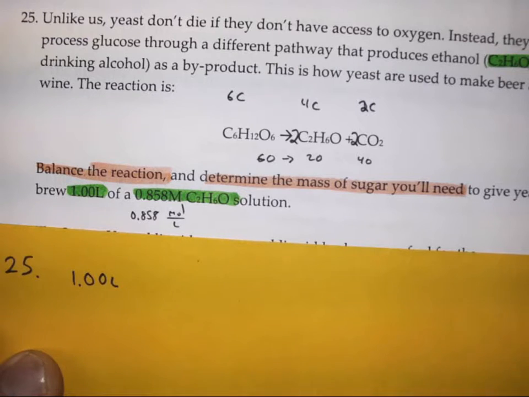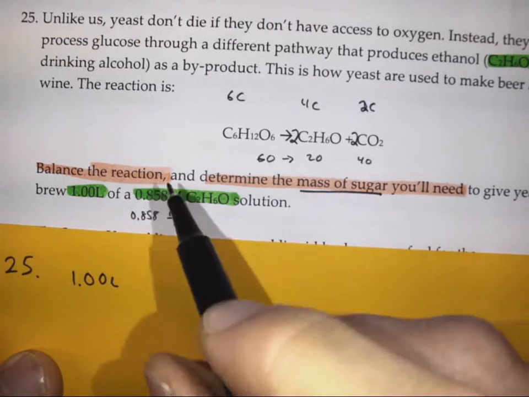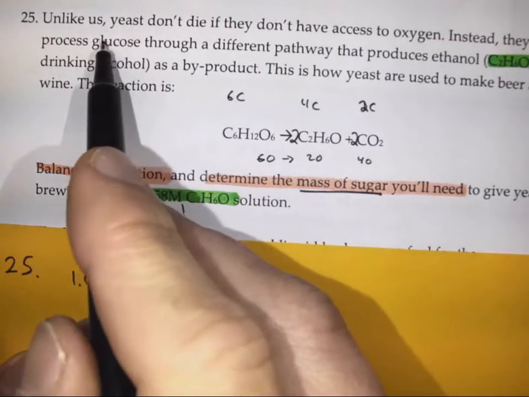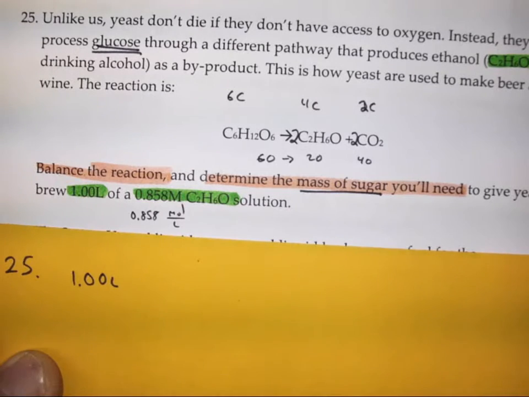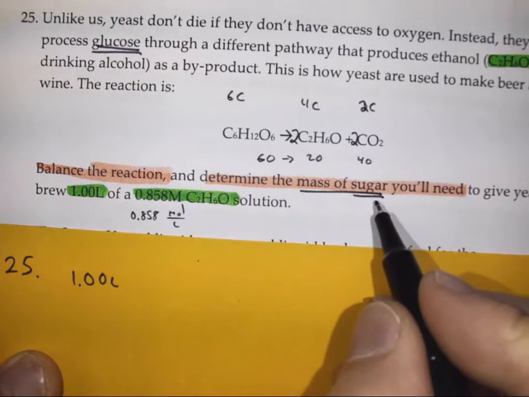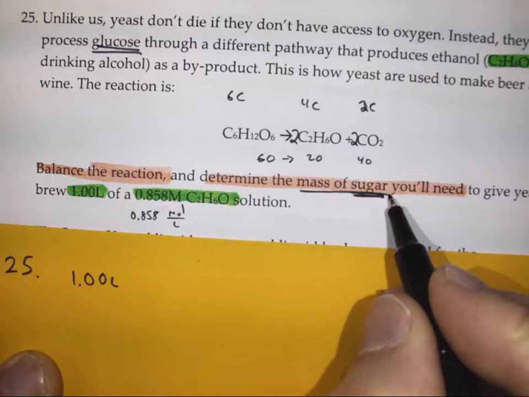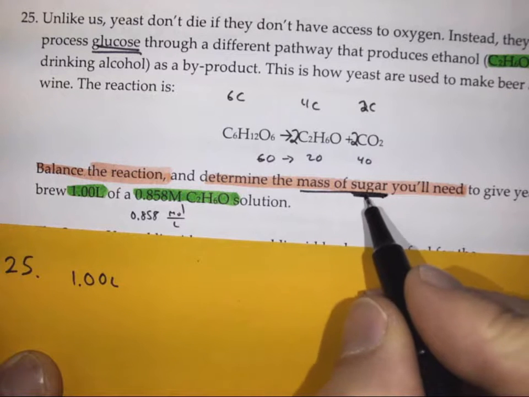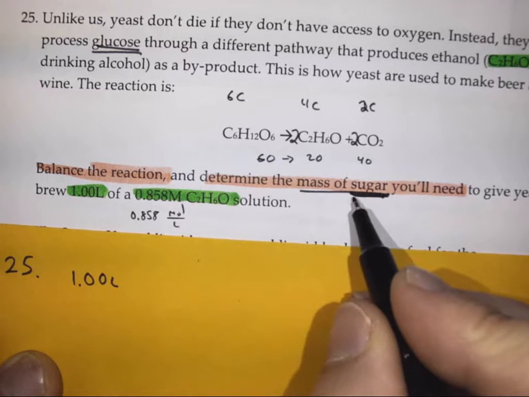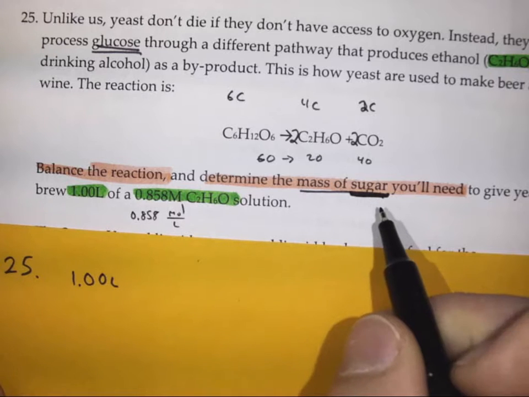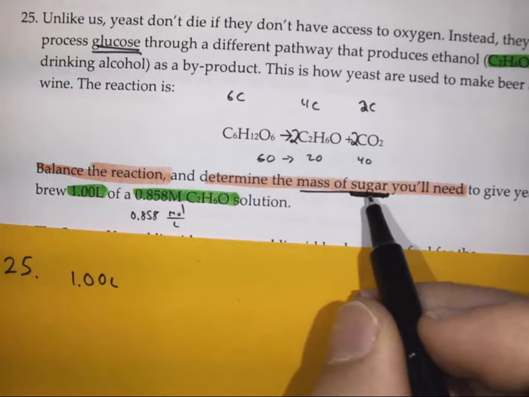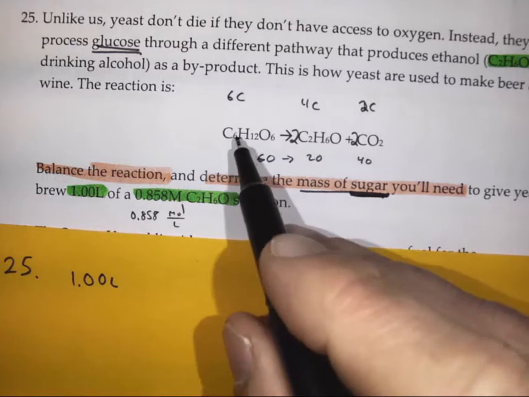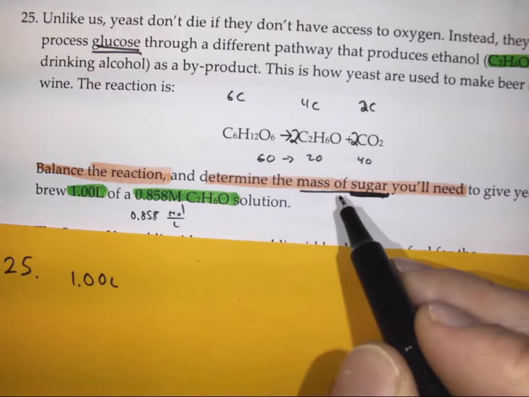Now, what am I asked for? The mass of sugar. What sugar are we talking about here? Glucose. Just like us, they eat glucose. Yeast are actually very closely related to us, and we use yeast as a model organism in labs for humans all the time, believe it or not. So we want to know the mass of glucose, really.